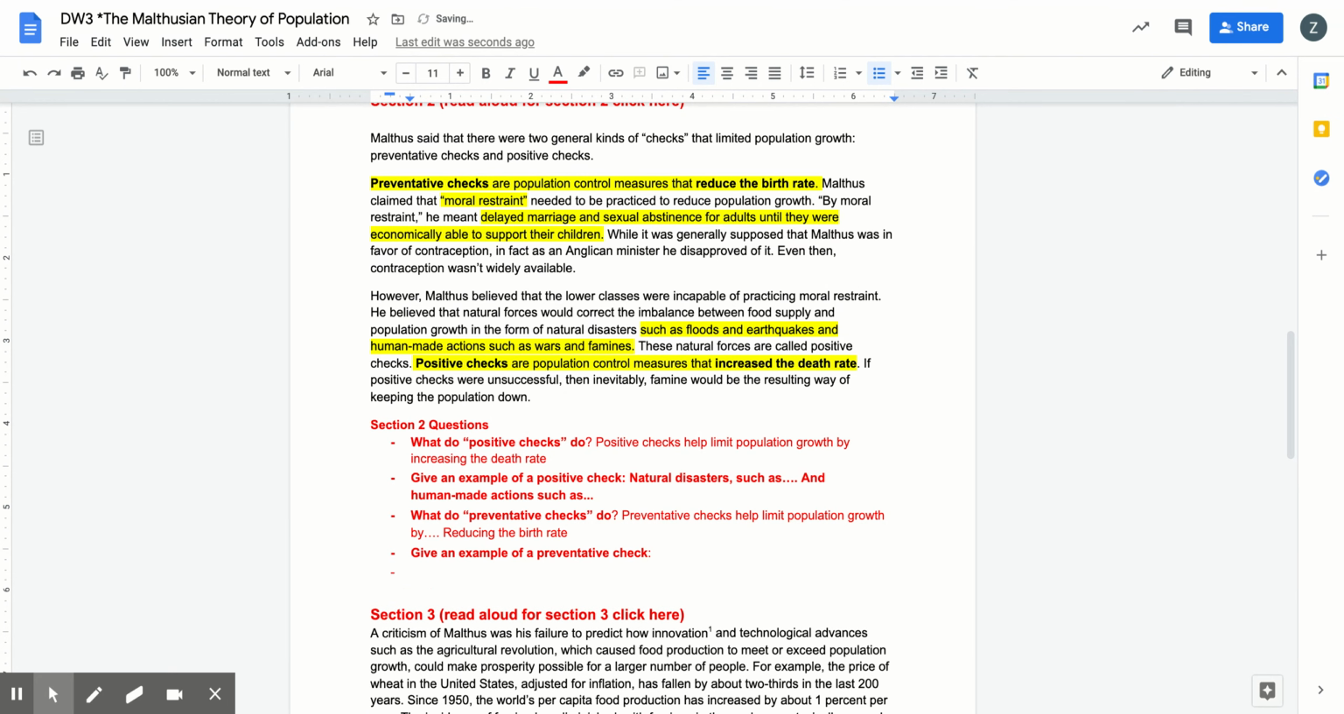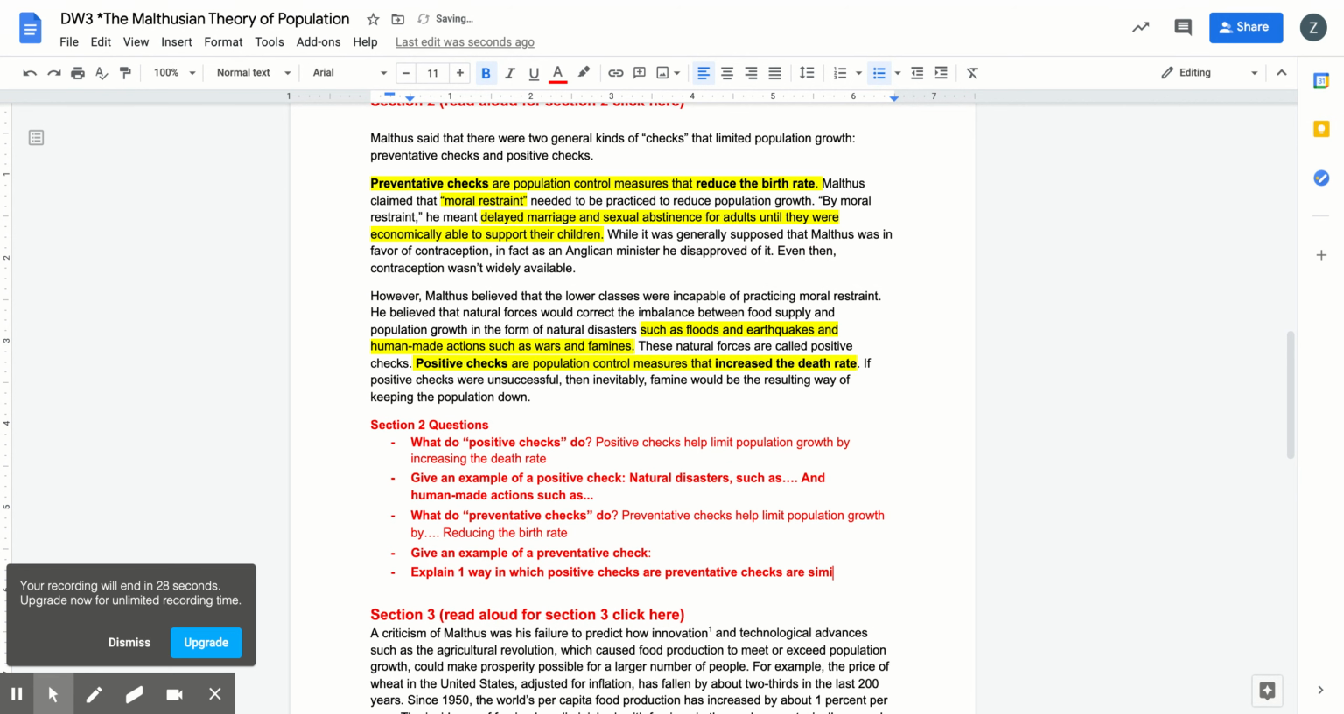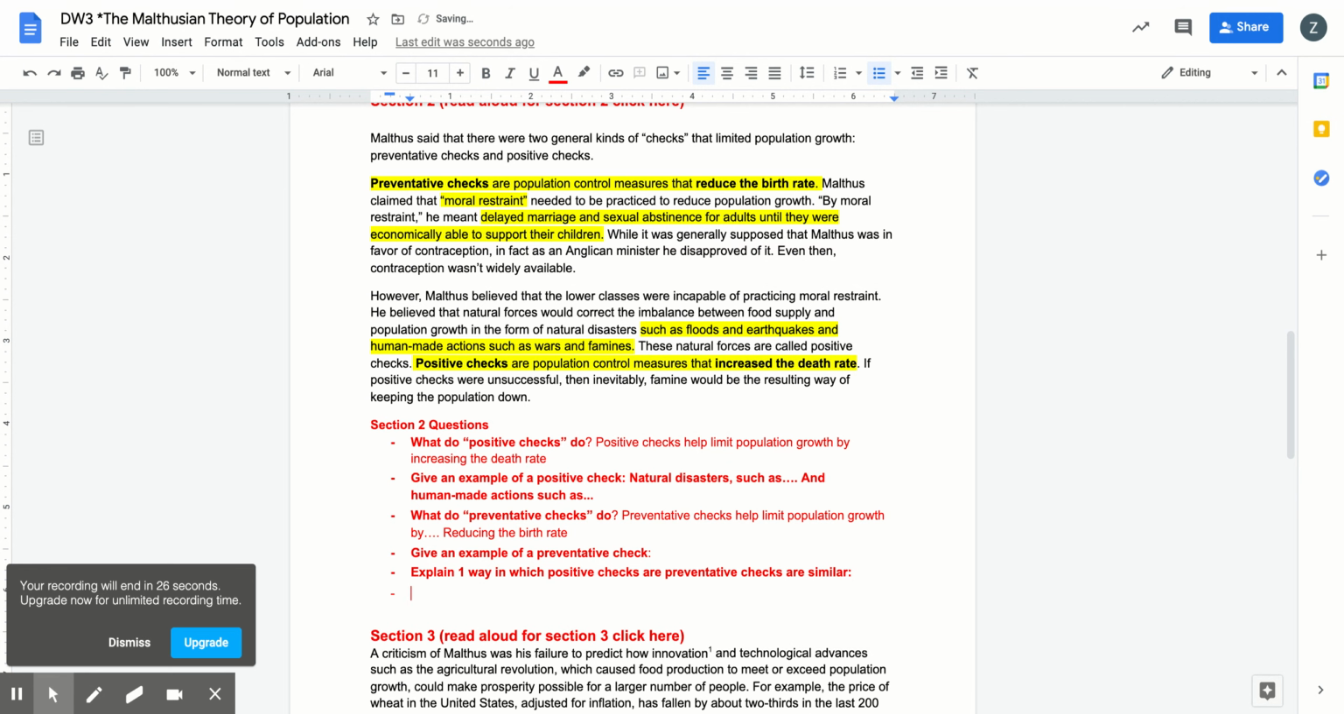Okay. Oh, and then I forgot here. You're going to explain one way in which positive checks and preventative checks are similar. Explain one way in which positive and preventative checks are different. Right. So after you do this, we're going to go to part 3.